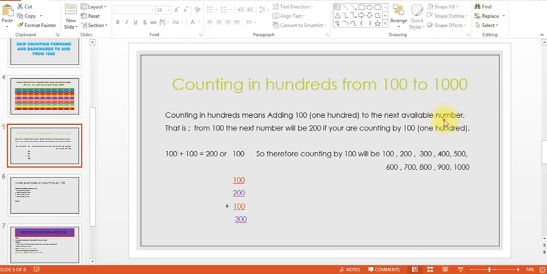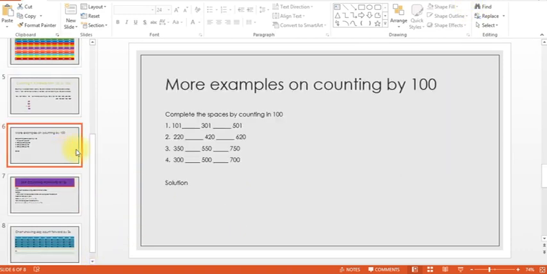Okay, let's move on. So we've seen how to get our skip counting by 100. Skip counting by 100, meaning you add 100 to the next available number to give you the next number, and the next number, and the next number. So let's move on to the next slide. So let's look at more examples here. More examples on counting by 100.